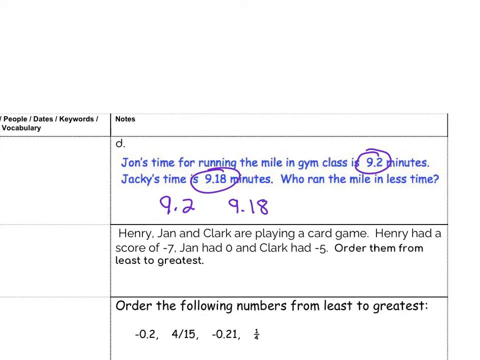And with decimals, you look at, so the 9 is the same in both. So these are the same. So you're going to look at the first digit that's not the same. 2 is greater than 1. So 9.2 is greater than 9.18.